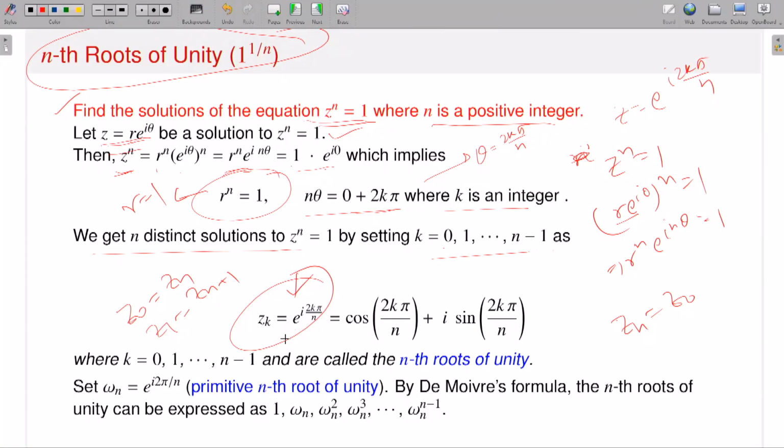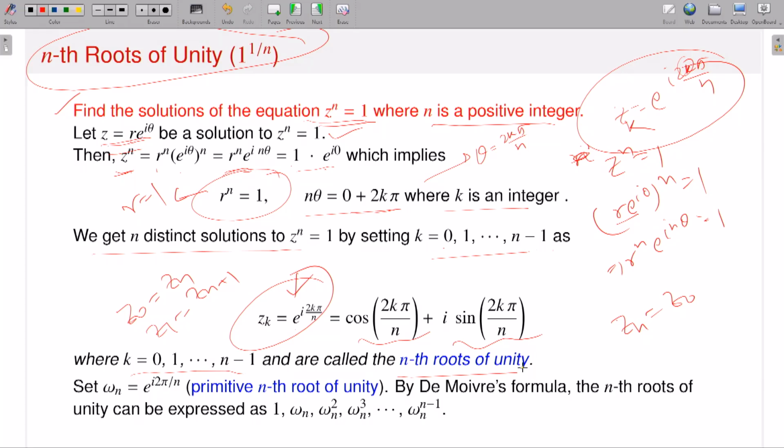And what is that? As I said, you can easily write it. Since the right-hand side depends on k, I am writing it as zk. So therefore your zk is e to the power i times 2k pi by n, which is cosine of 2k pi by n plus i sin 2k pi by n, just by de Moivre's formula, where k runs from 0 up to n minus 1. These are called the nth roots of unity.